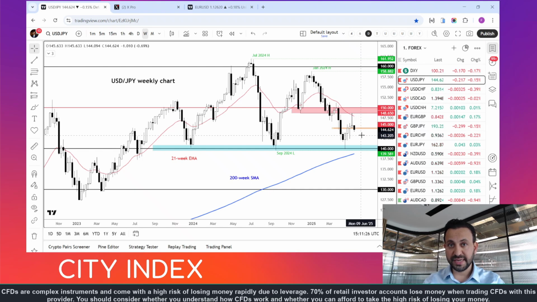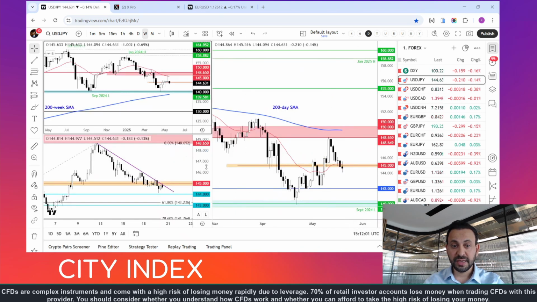Below 145, the next key level of support on this weekly time frame is at 140, which is a significant area from the past. However, with this being a largely data void week, it remains to be seen how much further the dollar yen could fall. So it makes more sense to look at your intraday time frames to look for potential downside targets.